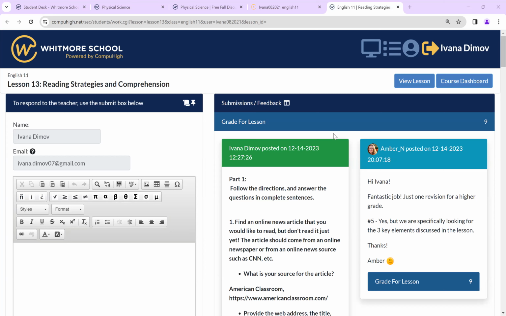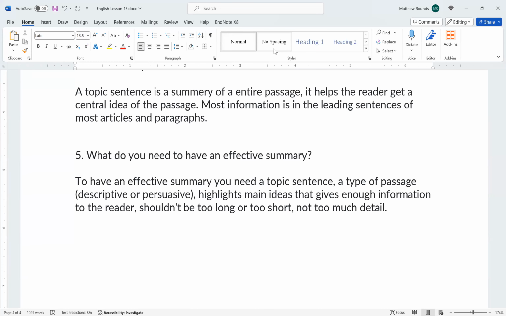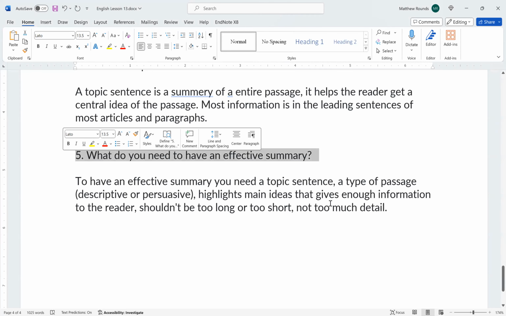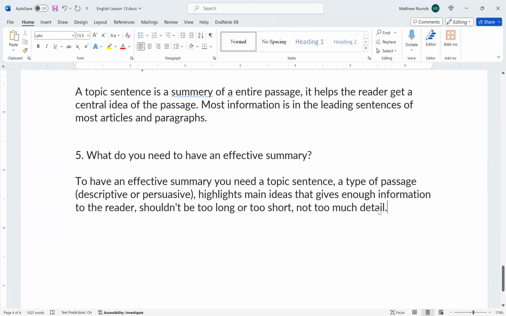Okay, so I understand now what the teacher is asking for. Let me go ahead and share that. Okay, so you should be seeing my screen now. This was the article on phones being taken away from middle school students and the positive impact on that school. So I believe the teacher is looking for the answer to number 5. What do you need to have an effective summary? And there's some key elements from the lesson there, so we just got to go look at them. So I'm going to see if I can grab those really quick.